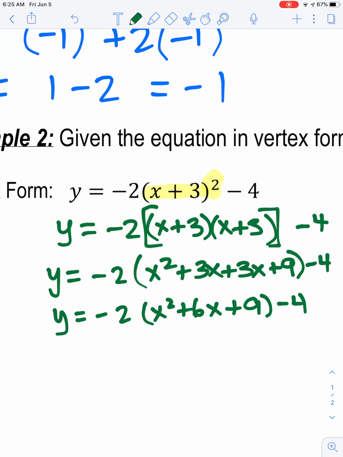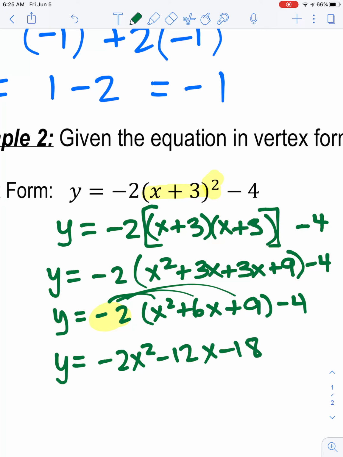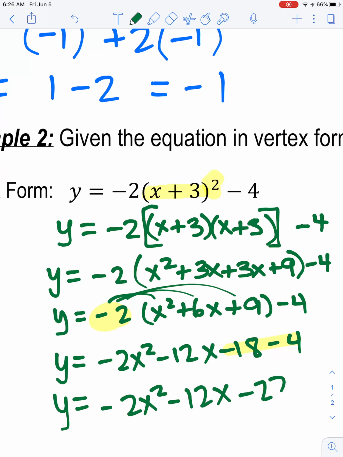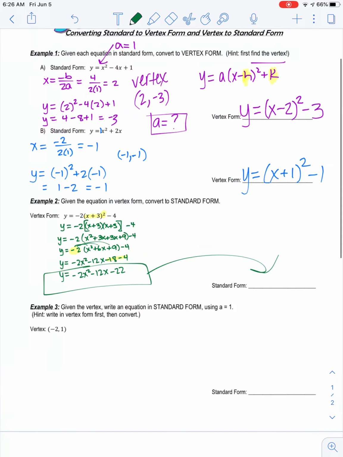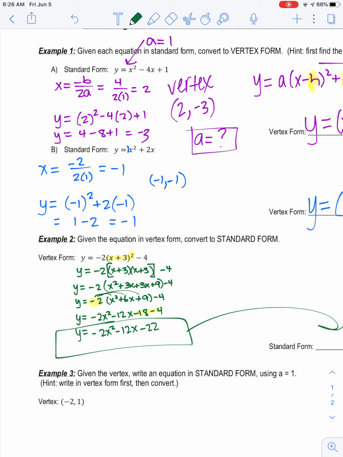All right, what do I need to do next? Well, we'll follow order of operations. With order of operations, we multiply before we subtract. So we'll distribute this -2 next. When I distribute negative 2 to all three terms, I have y equals negative 2x squared minus 12x minus 18, and then I have a minus 4. So my last step is to combine like terms, and negative 18 and negative 4 can combine. So y equals negative 2x squared minus 12x minus 22. And there is our final answer. So I'm just going to put a box around it. That's what goes here. I'm not going to rewrite it. But that's how we convert from vertex form to standard form.